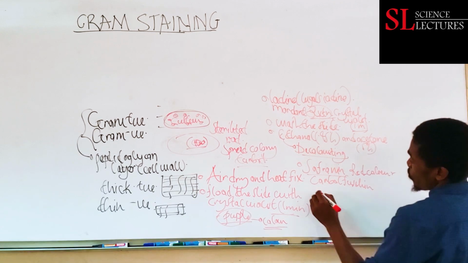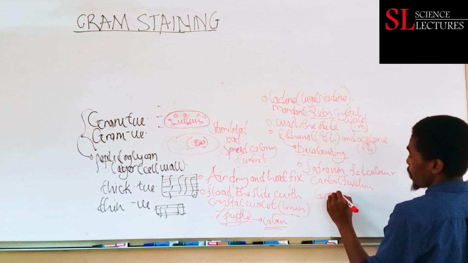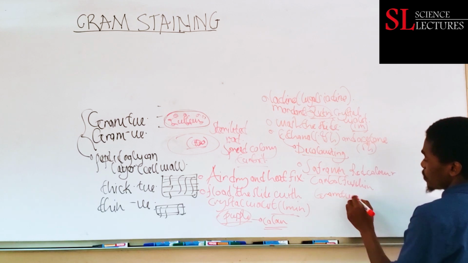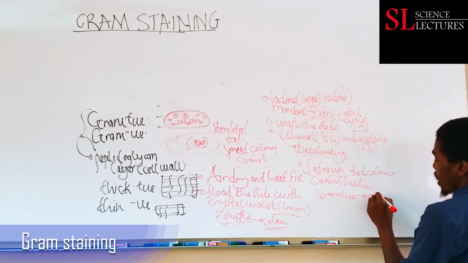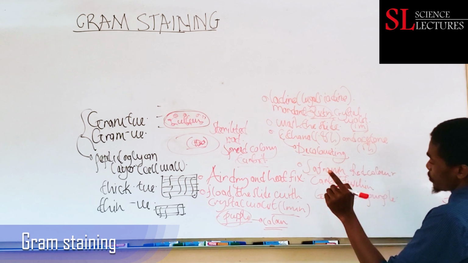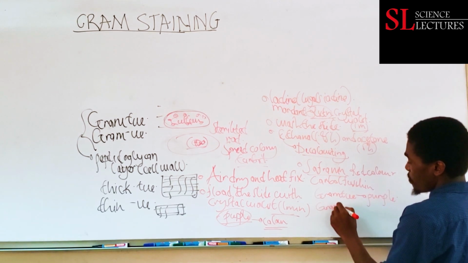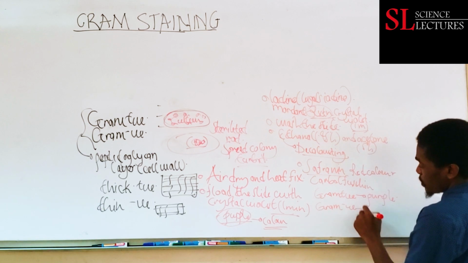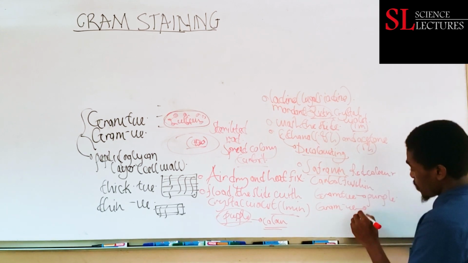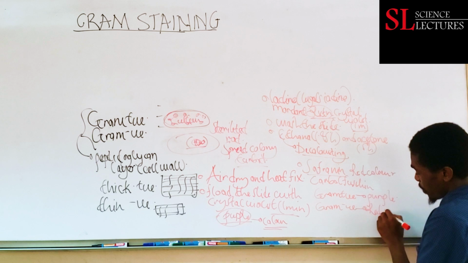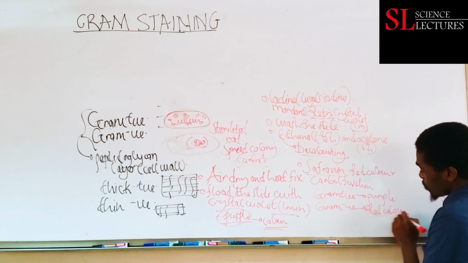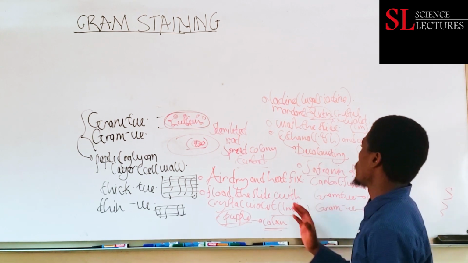Finally, gram-positive bacteria will retain the purple color of the crystal violet. The gram-negative bacteria will get the red color. So that is the staining technique.